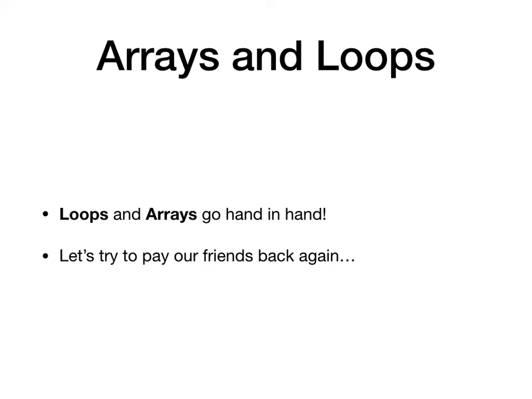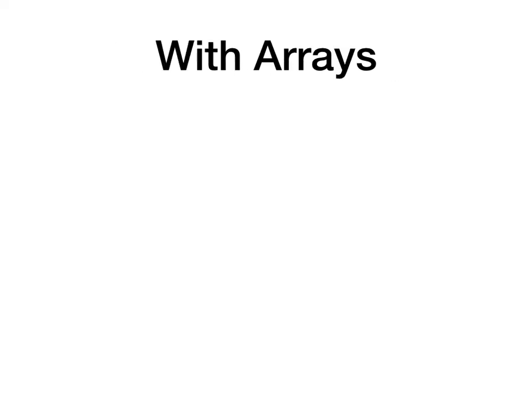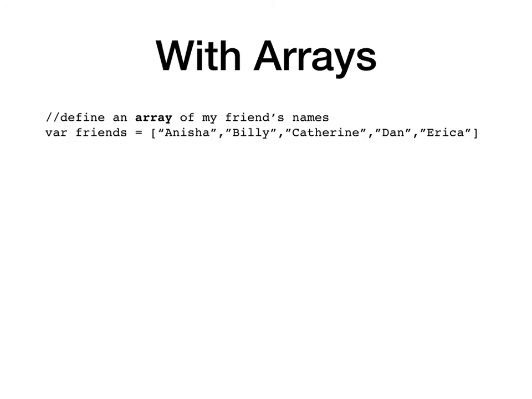Let's try to pay back my friends, right? Using arrays this time. So, first, what we want to do is define an array of my friends' names, right? We're going to use these names to go and, quote, get my friends using the get friends function that, whatever, doesn't exist. But it's what we're using in the example. So, friends is just an array of Anisha, Billy, Catherine, Dan, Erica.